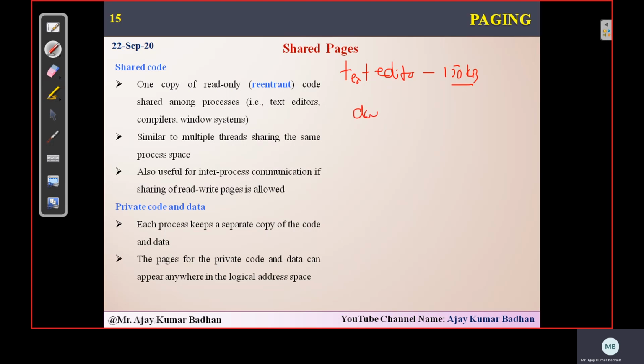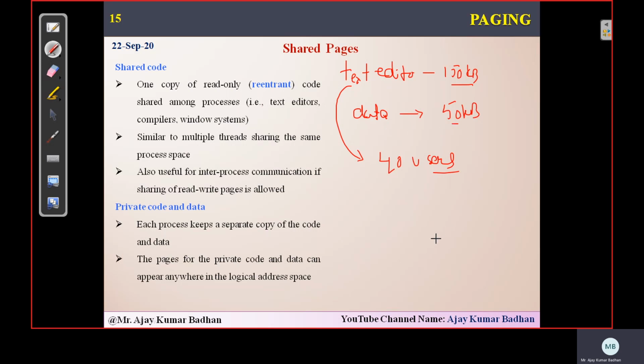Now, apart from that, we have data. Every user is using it, and the data size is 50 KB. Now, let us suppose this text editor is being shared by 40 users, and each of the 40 users has this 50 KB.